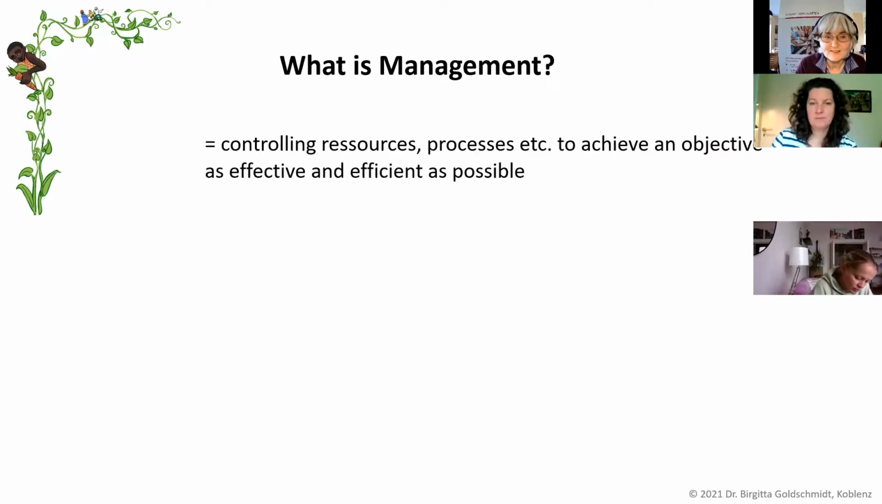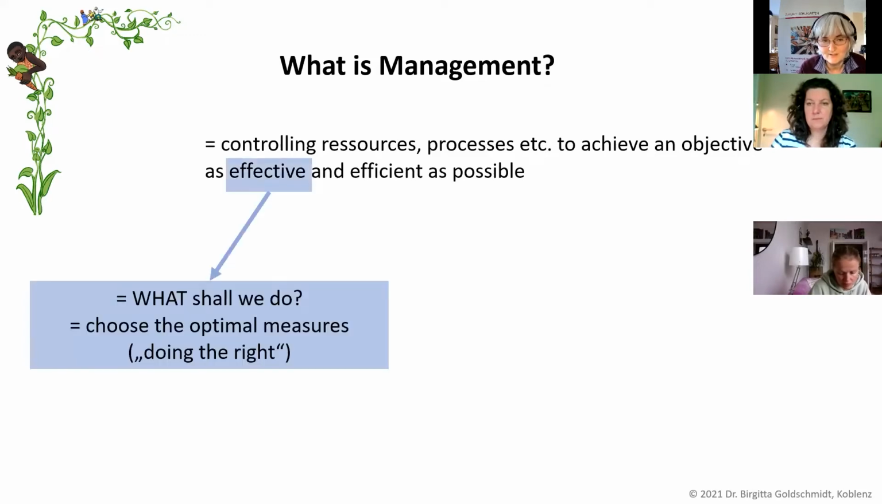Well, management is something that controls resources and processes to achieve a certain objective in an effective and efficient way. Well, what is the difference between these two words, effective and efficient? We have these two aspects. The first is that we look at what we shall do. That means that we choose the optimal measures for our objective. So we do the right thing.